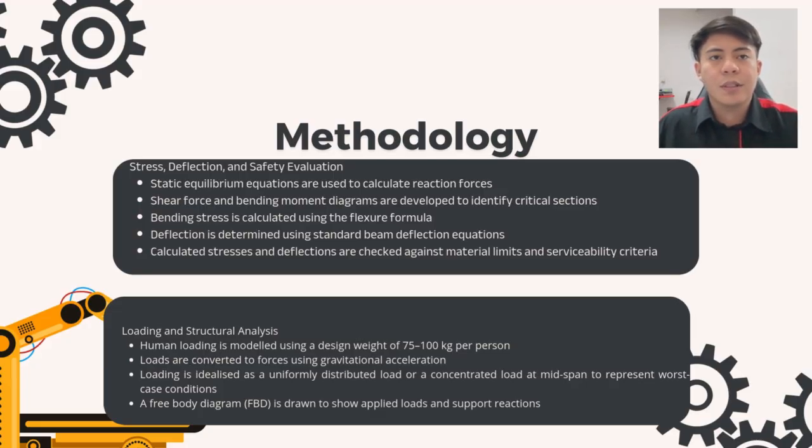Loading and structure analysis. Human loading is modeled using a design weight of 75 to 100 kg per person. The loads are converted to force using gravitational acceleration. Loading is idealized as a uniformly distributed load or a concentrated load at mid-span to represent worst-case conditions. A free body diagram is drawn to show applied loads and support reactions.